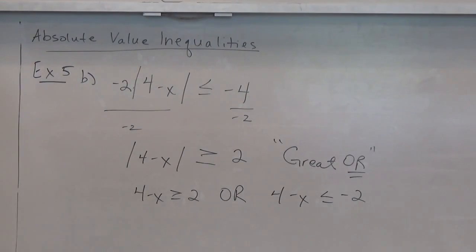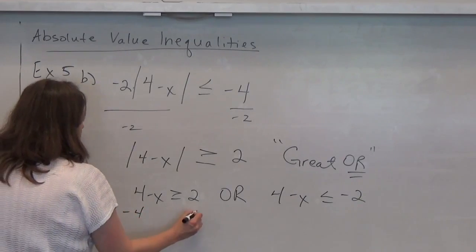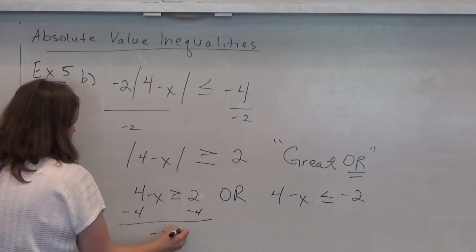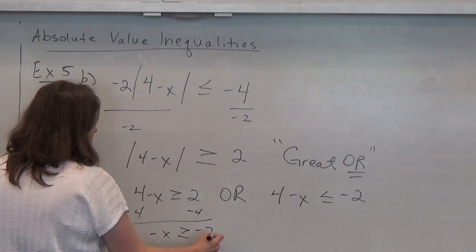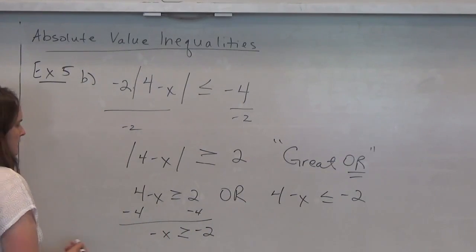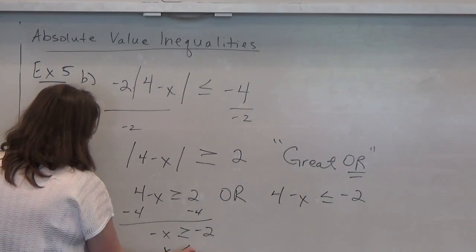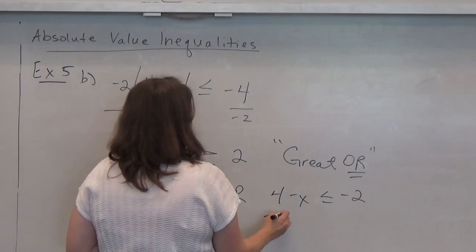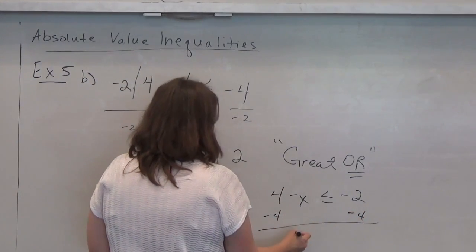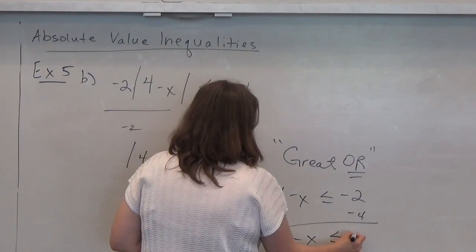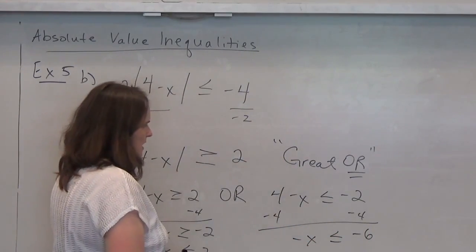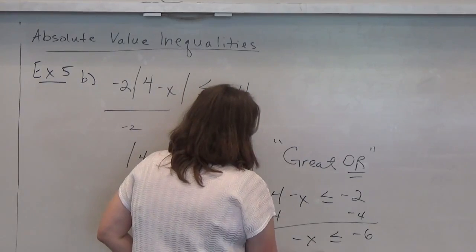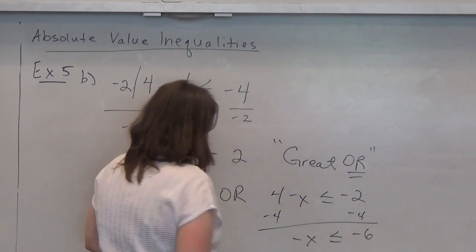Solving for x on the left, we're going to subtract 4 on both sides. We have negative x is greater than or equal to negative 2. Divide both sides by negative 1, and you've got positive x is less than or equal to positive 2. For my second inequality, I again want to keep x on the left side, so let's subtract 4 on both sides. That gives us negative x less than or equal to negative 6. Now divide both sides by negative 1, and you've got x is greater than or equal to positive 6.